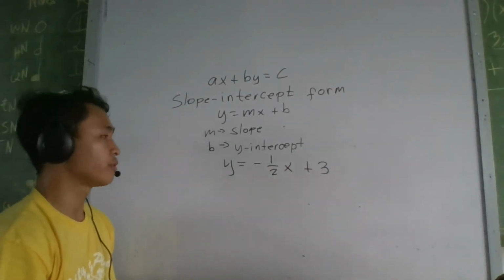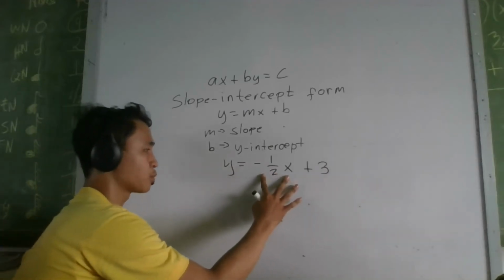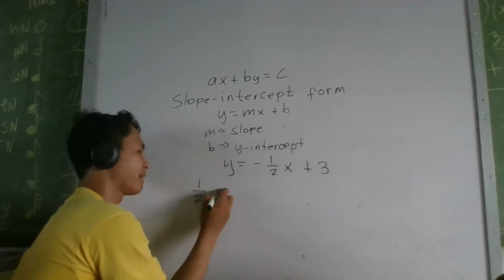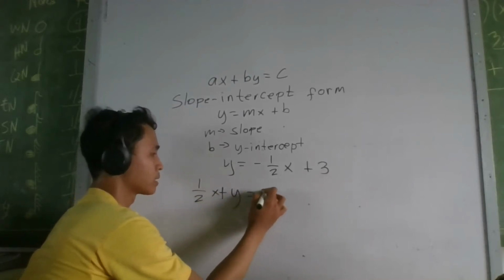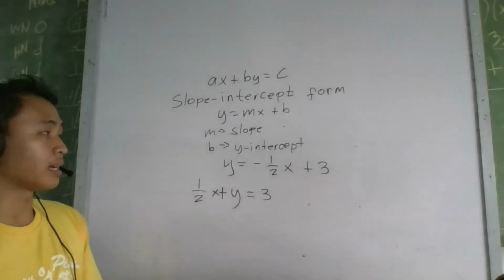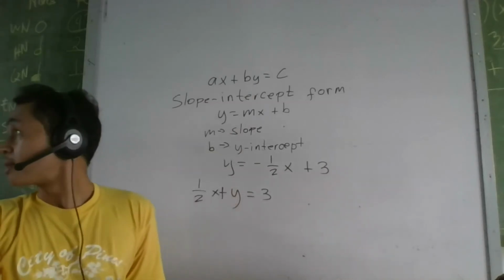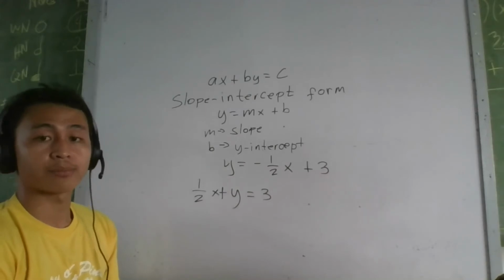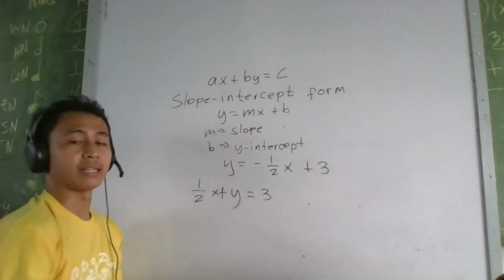How are we going to convert that one? Since may fraction na nga tayo, same step. So that would be transpose negative 1/2 x to the left side. So that would be magiging positive 1/2 x plus y equals 3. Okay? Now, question, is this the final answer? No, not yet. Tandaan nyo na sa ating standard form, ax plus by equals c, ang a, b, and c are all real numbers or integers. That means it could be positive and negative integers.